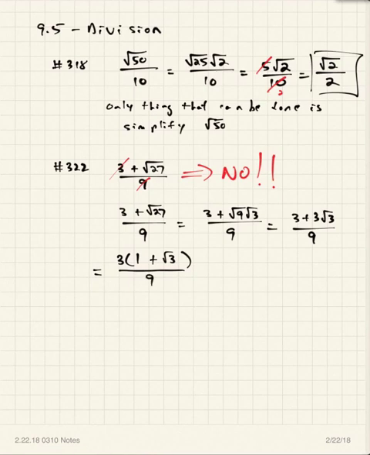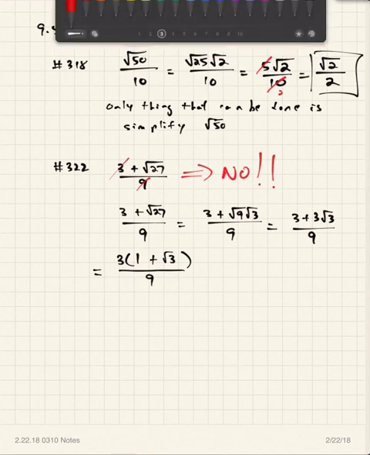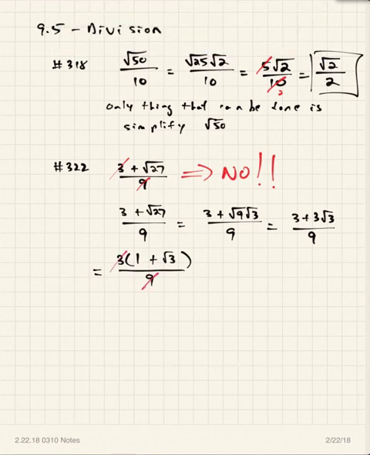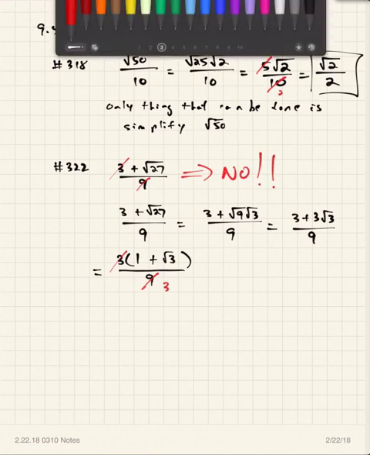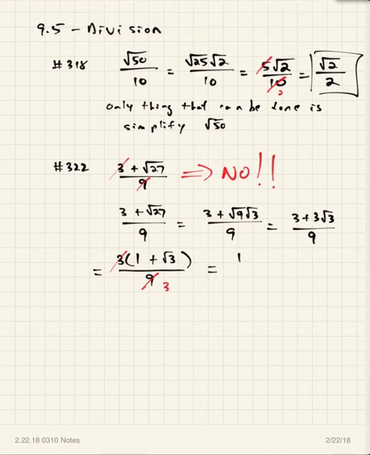And see, now this is legal to do. Now you can divide the 3 and the 9 out because the 3 is now a factor in the numerator. And so I can divide that out, and you get a 3 down there in the denominator. And so the final answer here is 1 plus the square root of 3, divided by 3.